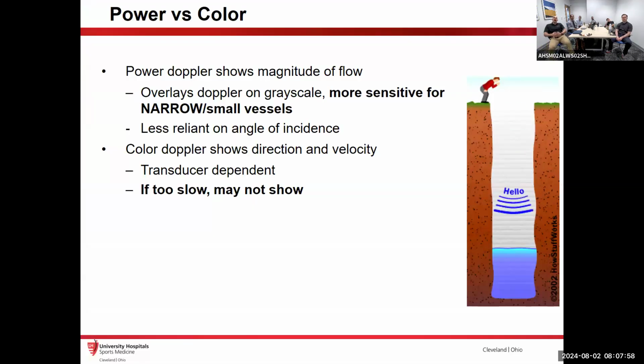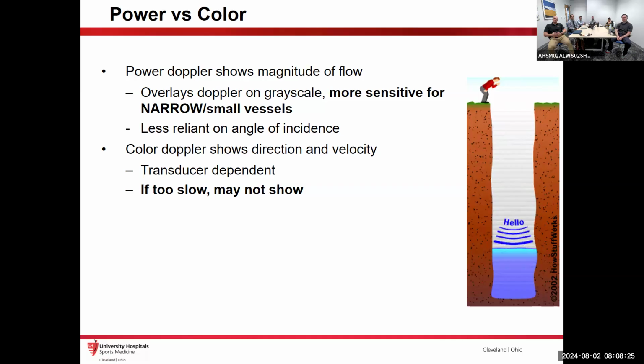Power versus color, we talked about this. Power is going to overlay Doppler on a grayscale. It's a little bit more sensitive for narrow, small vessels. So you want a powerful power Doppler if you're going to look for neovascularization or for any fluid. It's going to be less reliant on angles of incidence. Color Doppler is going to show the direction of the velocity, transducer dependent. If it's too slow, you might not see it.